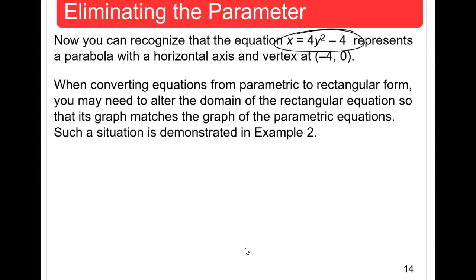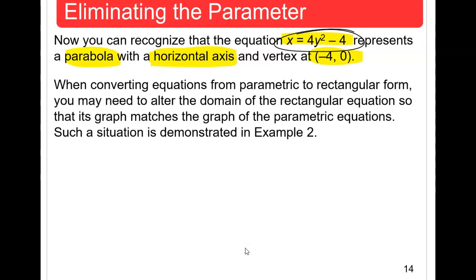So that is the equation of a parabola. And we call them horizontal parabolas because the horizontal axis is their axis of symmetry. And so for that parabola, the vertex is going to be -4, 0.